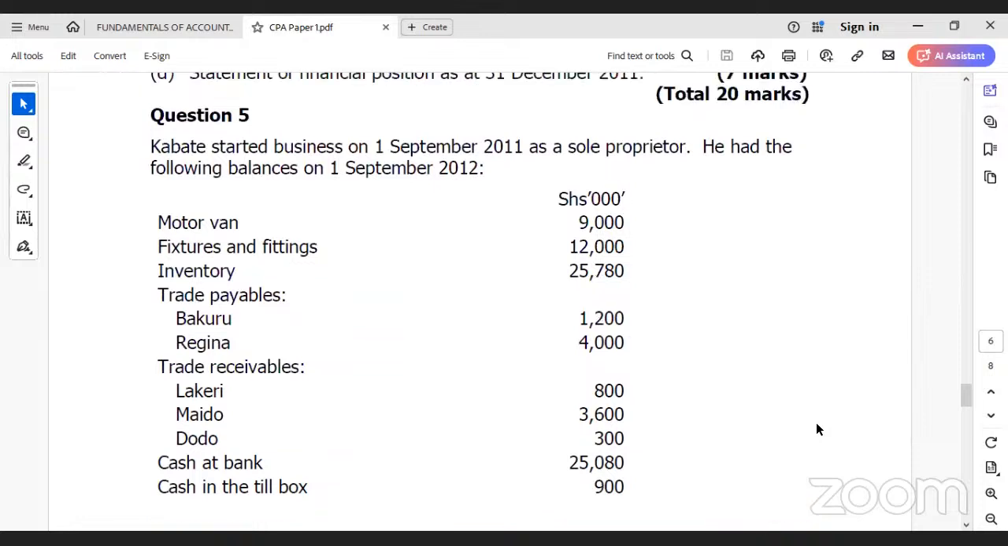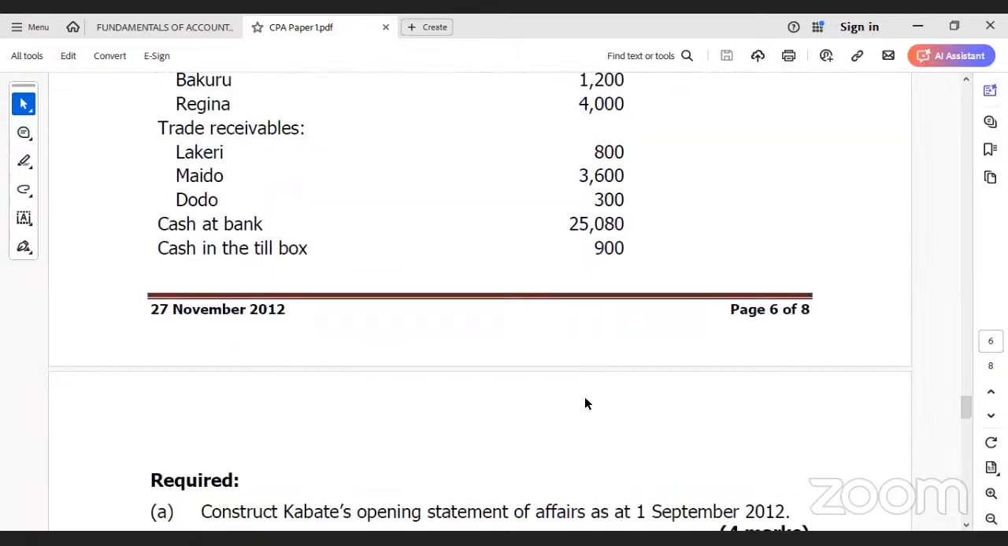Because some of you don't have the question, I've shared the question in the group. What you're going to do is take a screenshot of the question, then we'll see how we can come up with the opening statement of affairs, how we can prepare the opening statement of affairs.